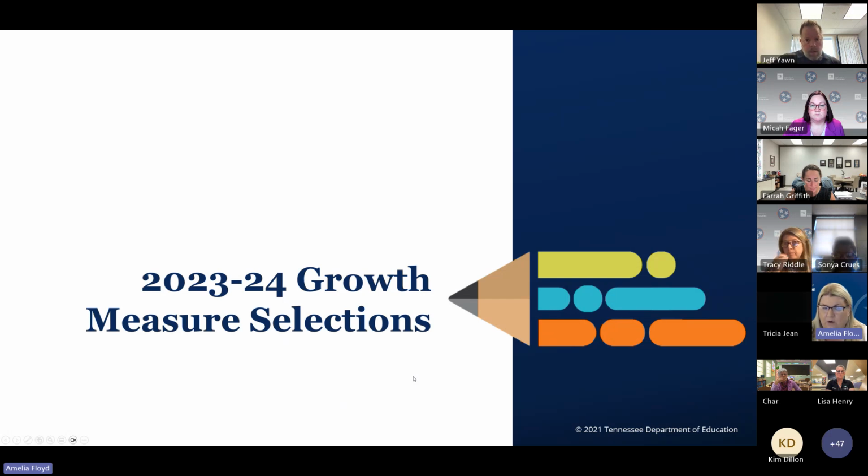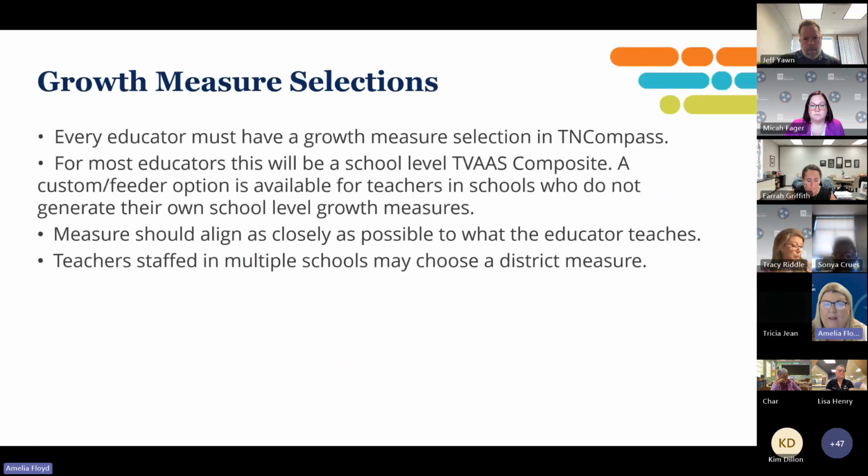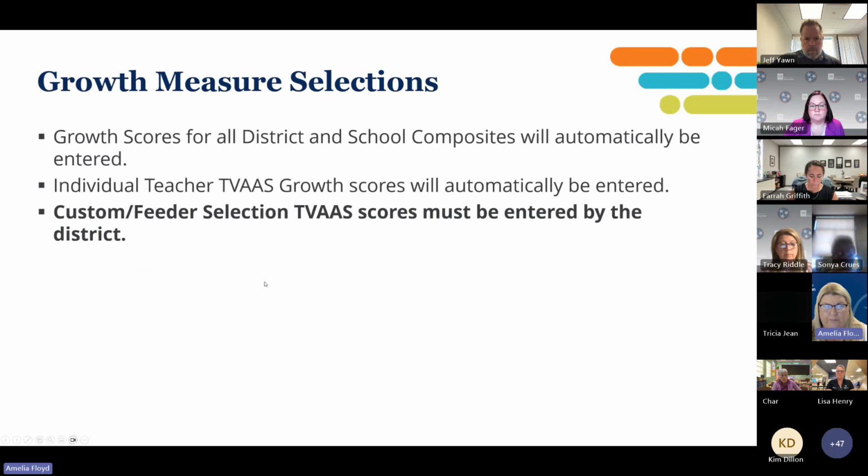You need to do the same thing for our growth selections for 23-24. Every educator must have a measure selection in TN Compass. For most educators, this will be a school level TVAS composite. A custom feeder option is available for teachers in schools who do not generate their own school level growth measures. They need to align as closely as possible to what the teacher teaches, and teachers staffed in multiple schools may use a district measure, or they can choose a school measure from their school of record, their master school set in TN Compass.